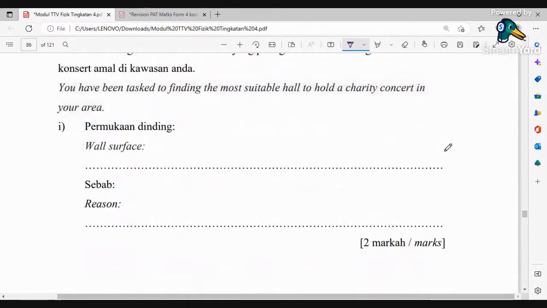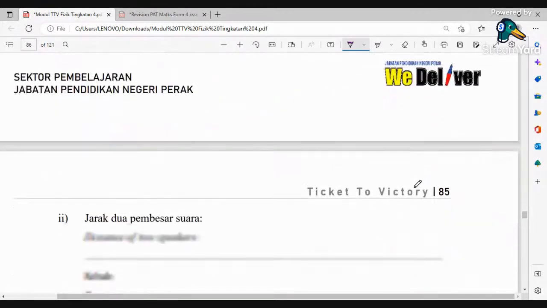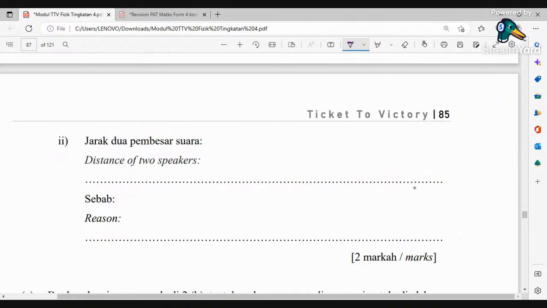Okay. So first, the wall of the surface is uneven. Sound reflected in many directions, not just focus to one direction only. Many directions, so at least we can reduce the reflection of sound. Okay, second, distance between two speakers should be 4.